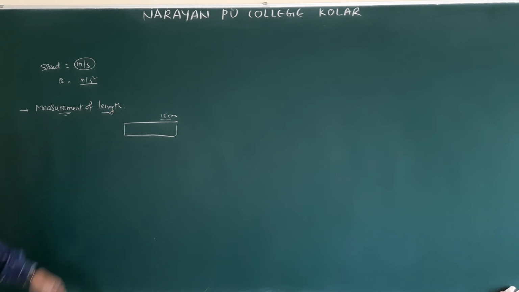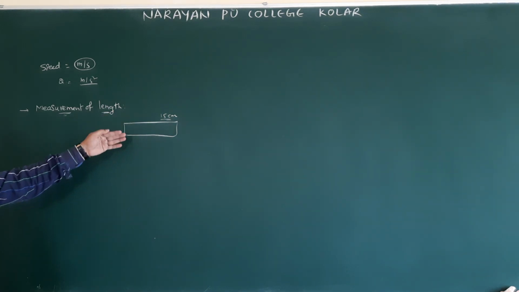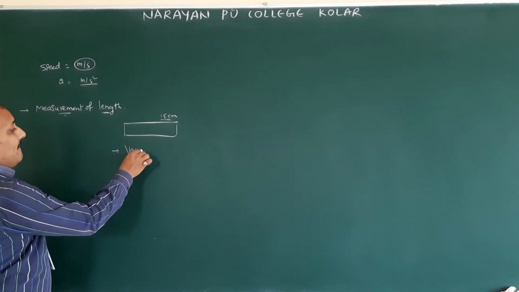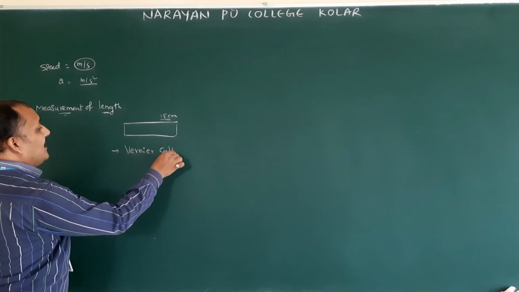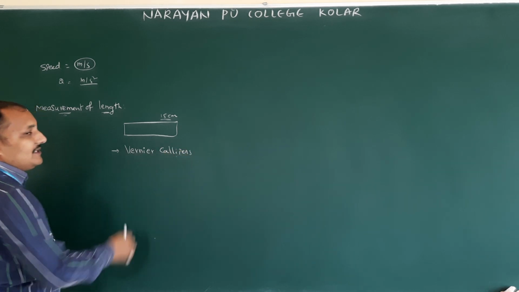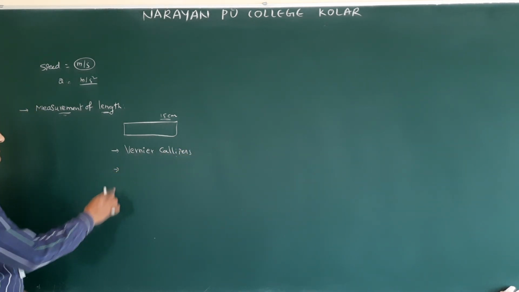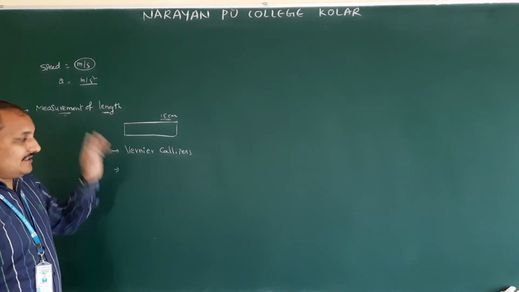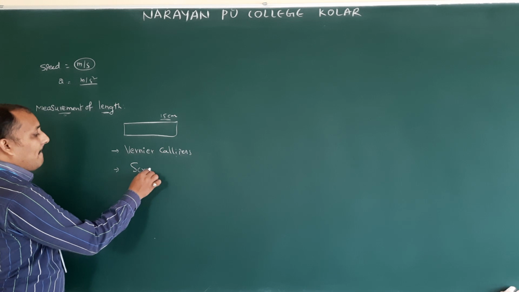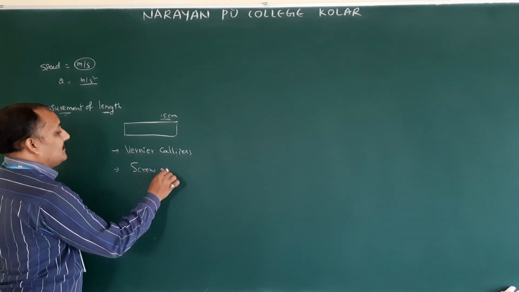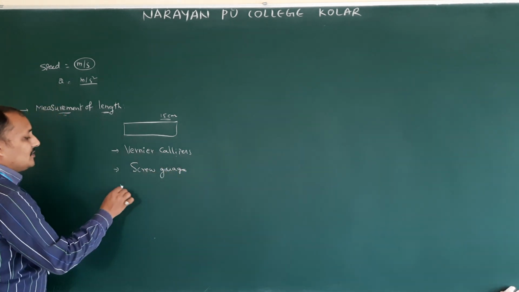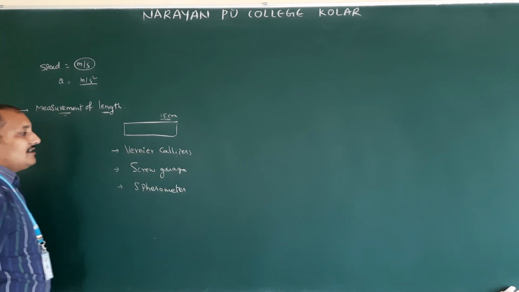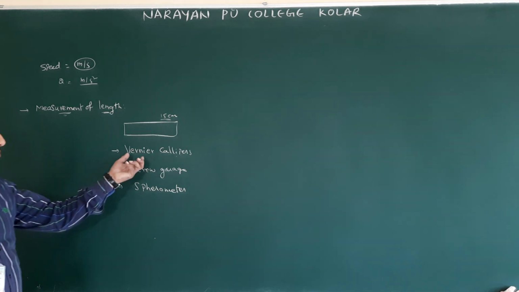In addition to this, two apparatus or instruments will be there. What are those? Vernier calipers. What is vernier calipers? We will see this in the lab. By this, we can measure length. And the screw gauge and a speedometer. So all these are instruments or apparatus to measure length.